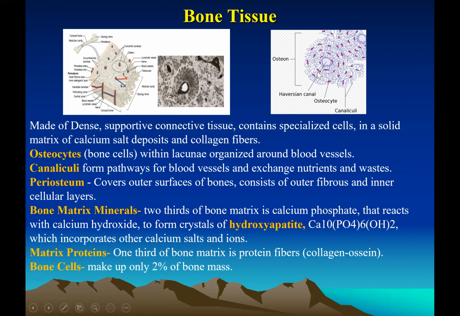The bone matrix that is actually maintained by the osteocytes is made of a chemical called hydroxyapatite. Two-thirds of the bone matrix is calcium phosphate that reacts with calcium hydroxide to form hydroxyapatite, which can incorporate other calcium salts and ions. The fiber that is found in your bone is mainly collagen fiber. It's called ossein. The bone cells, the osteocytes, only make up 2% of the bone mass.